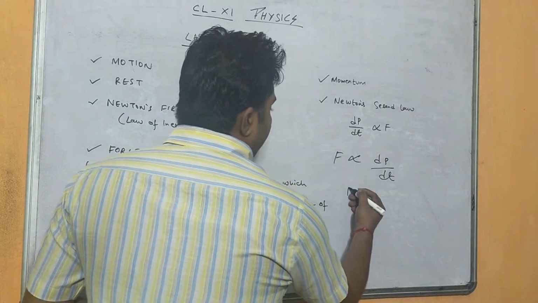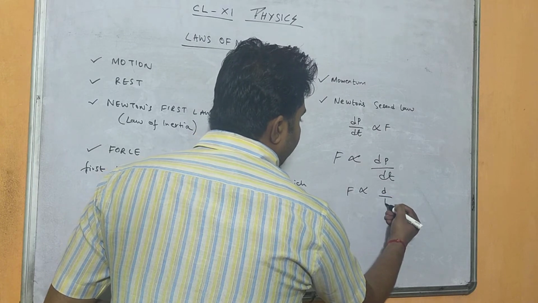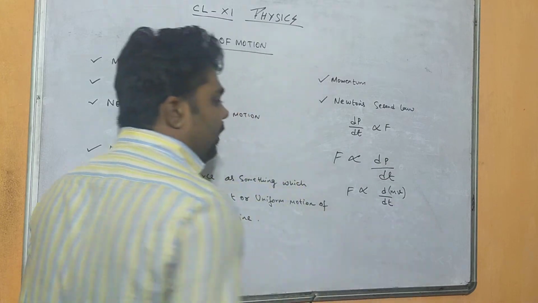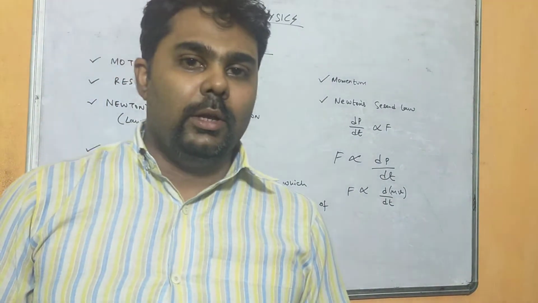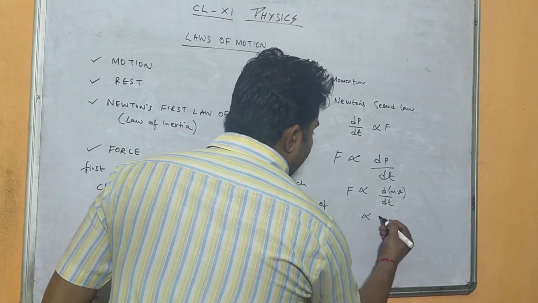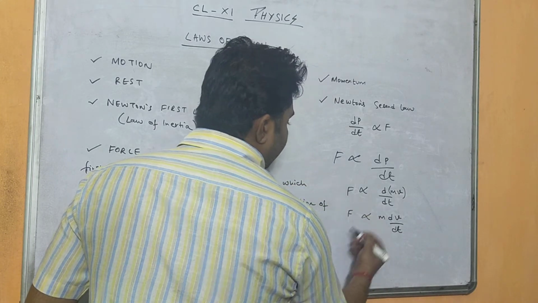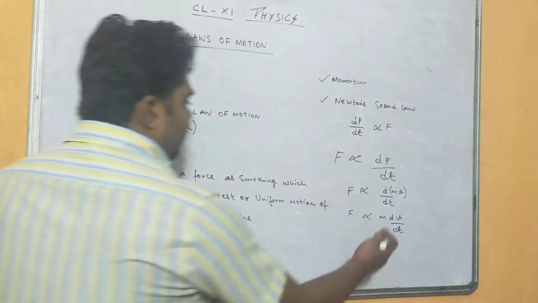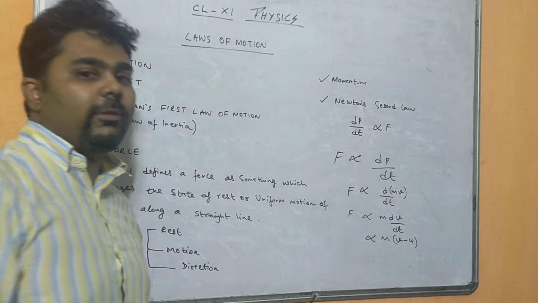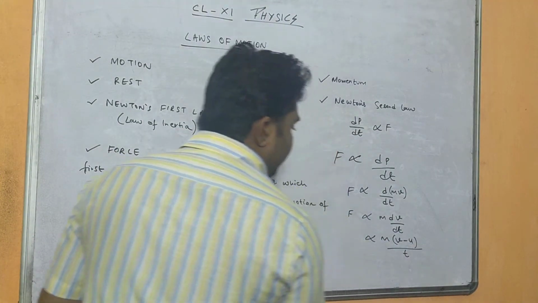First, F is directly proportional to dp by dt. P can be written as mass into velocity, because linear momentum, as I just told you, is measured as the product of mass and velocity. Now mass remains constant, so what is changing here? Velocity is getting changed, and dt stays as it is. Change in velocity can be written as v minus u, that is final velocity minus initial velocity. And change in time is t minus 0, that is t.